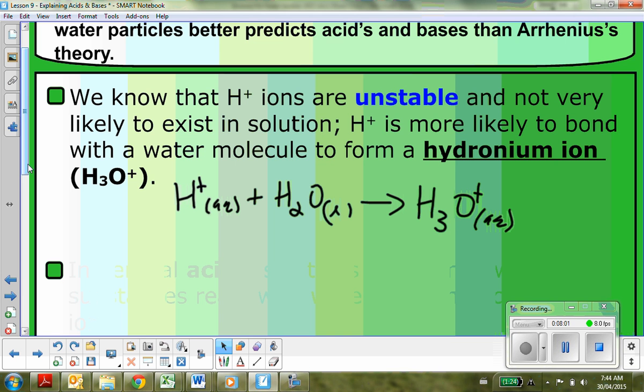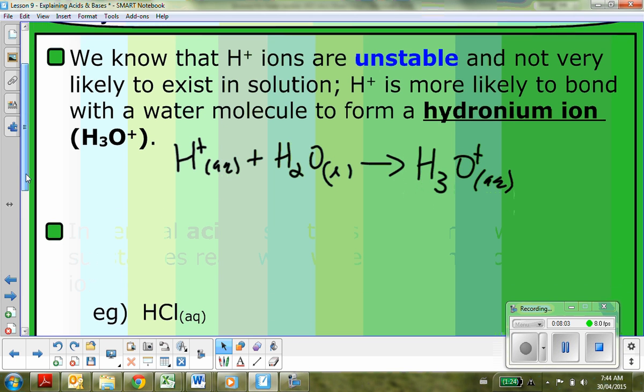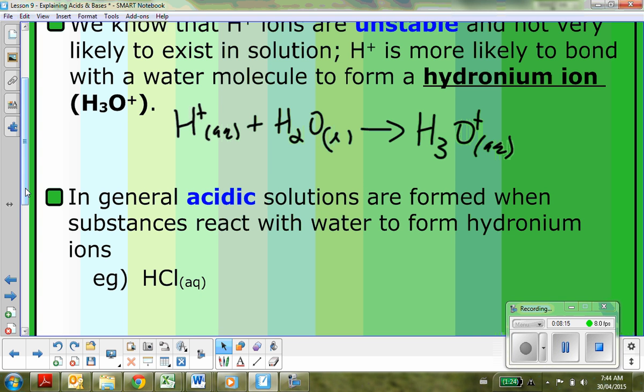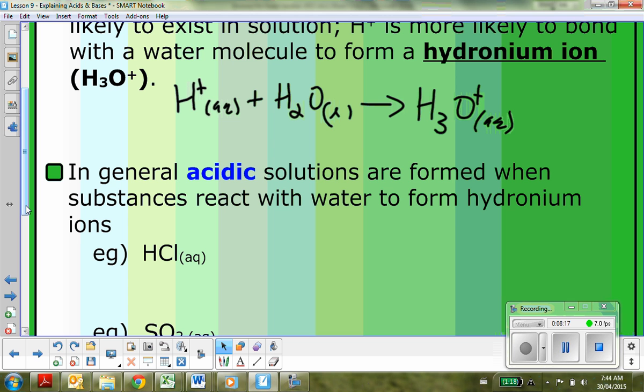Okay. And so I keep getting you to write that down. You're going to write it down at least a couple more times. Your next in-class assignment, your unit exam, when I ask you to explain how hydronium ions are formed. So they're formed because H reacts with water. So in general, acidic solutions are formed when substances react with water to form hydronium ions.